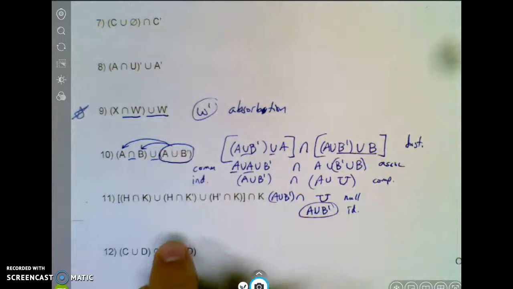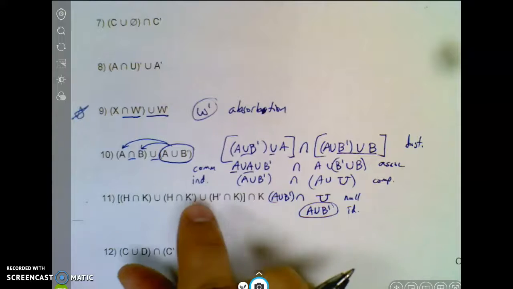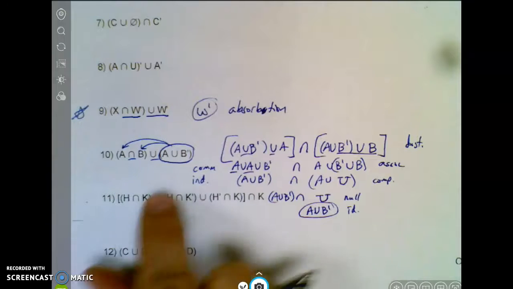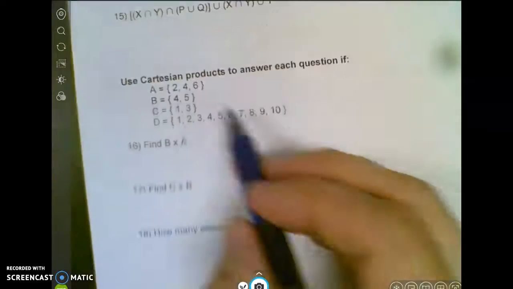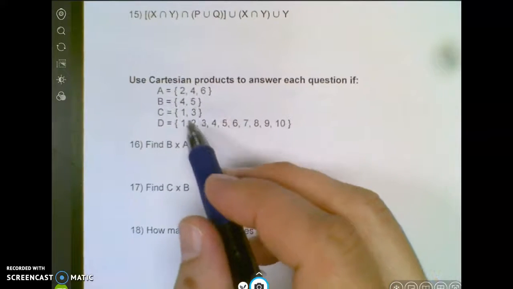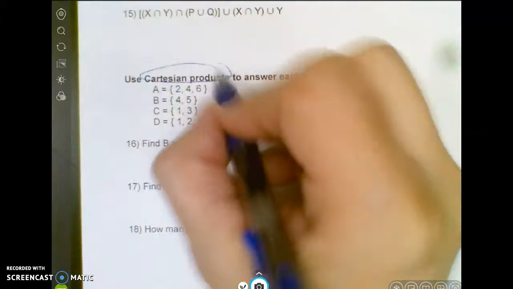Number 11 is kind of the same as far as difficulty. You can move stuff around if the symbols match. You can distribute if they don't match. It's a crazy one. And we got some on the back. This is old stuff. Cartesian products is when you make ordered pairs. Remember that.